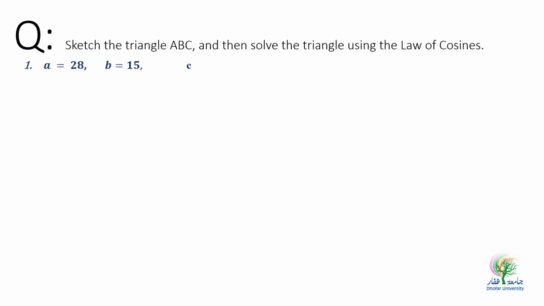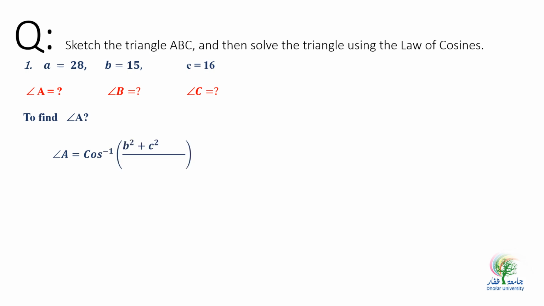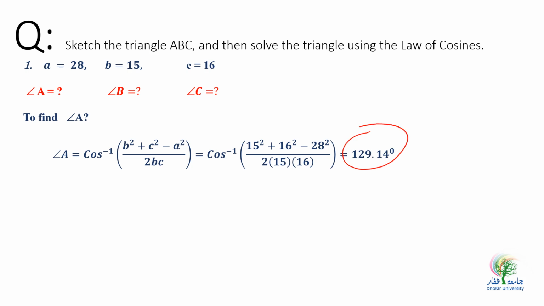Another question. In this question we have three sides and we have to solve the triangle to find angle A, angle B, and angle C. To find angle A, we will start with a square. So angle A will come cosine inverse of b square plus c square minus a square by 2 bc. Put the values and the angle will come 129.14.